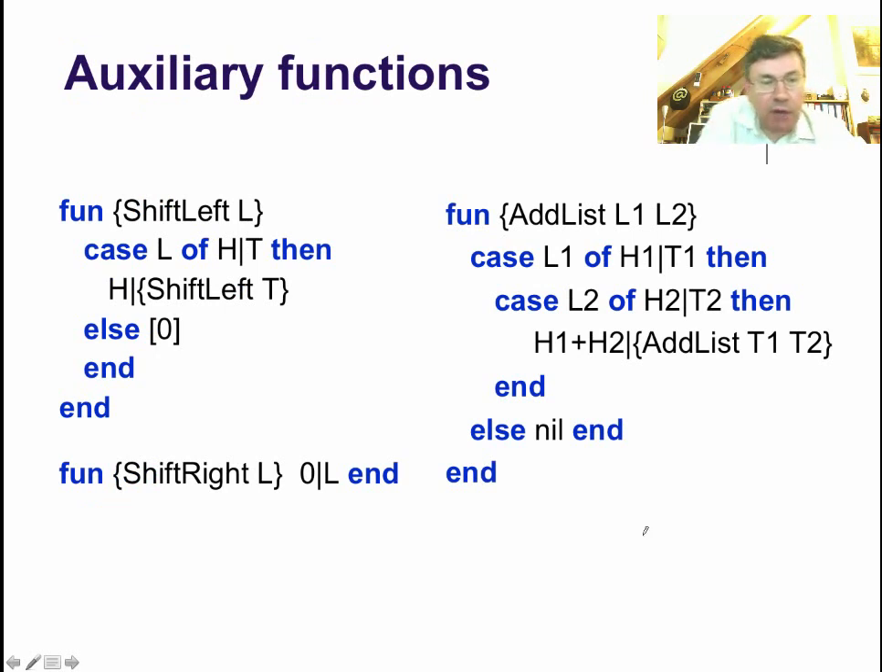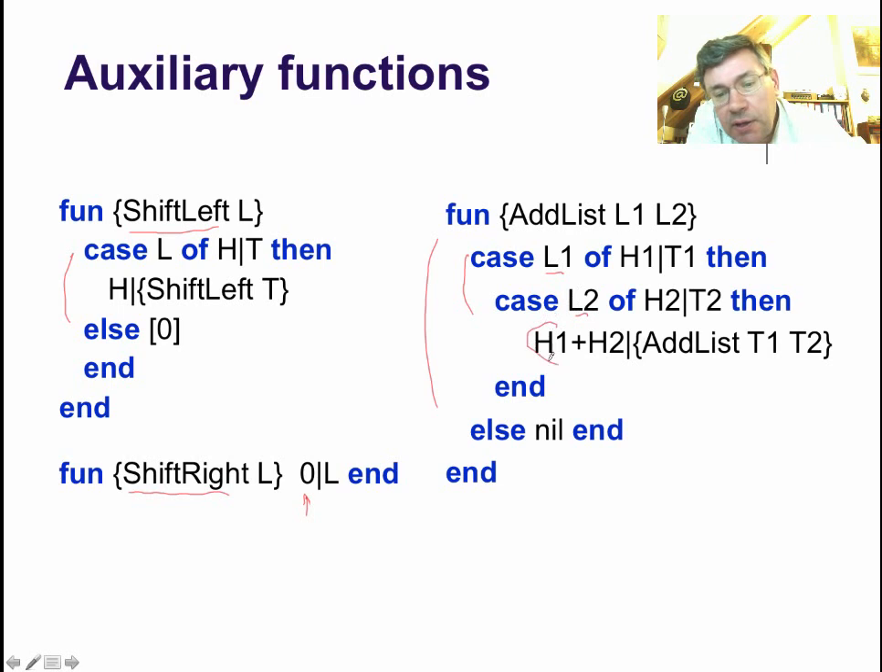So we need 3 auxiliary functions. Shift left puts the 0 at the right. The only way to do this in the functional paradigm is to traverse the list all the way down and create a new list with a 0 at the right. So that's what we do. Shift right is simpler. We just put a 0 at the left. And then there's the function add list, which traverses in a synchronous way through L1 and L2, getting the elements pairwise and adding them and returning the list of their sum.